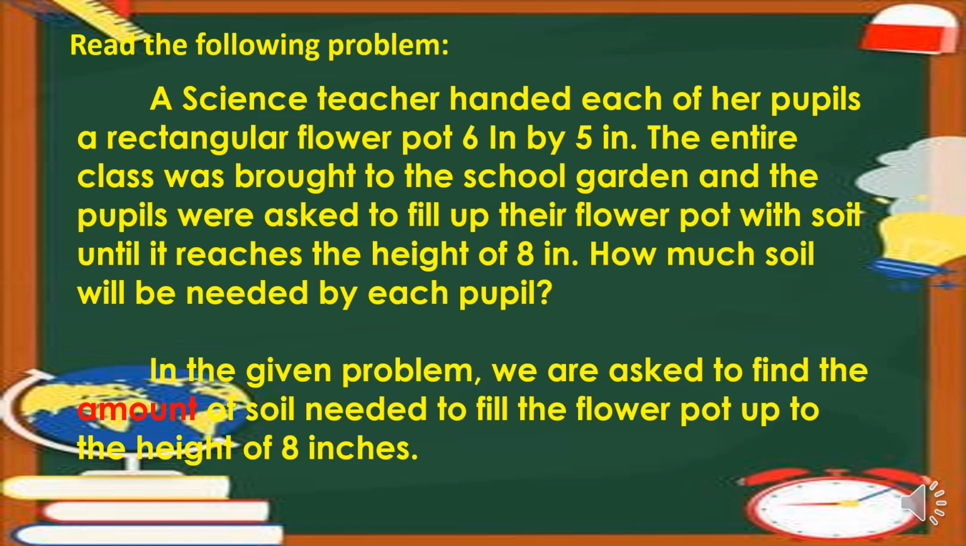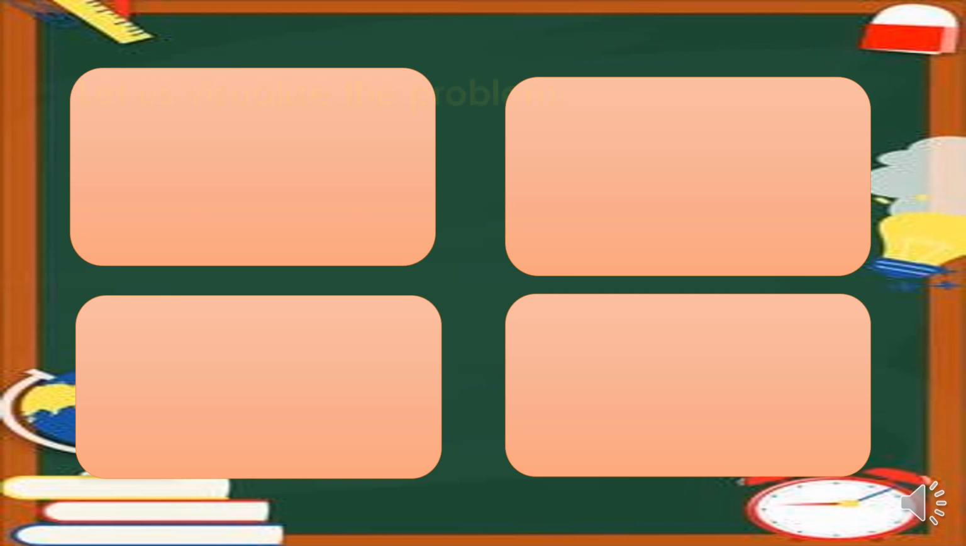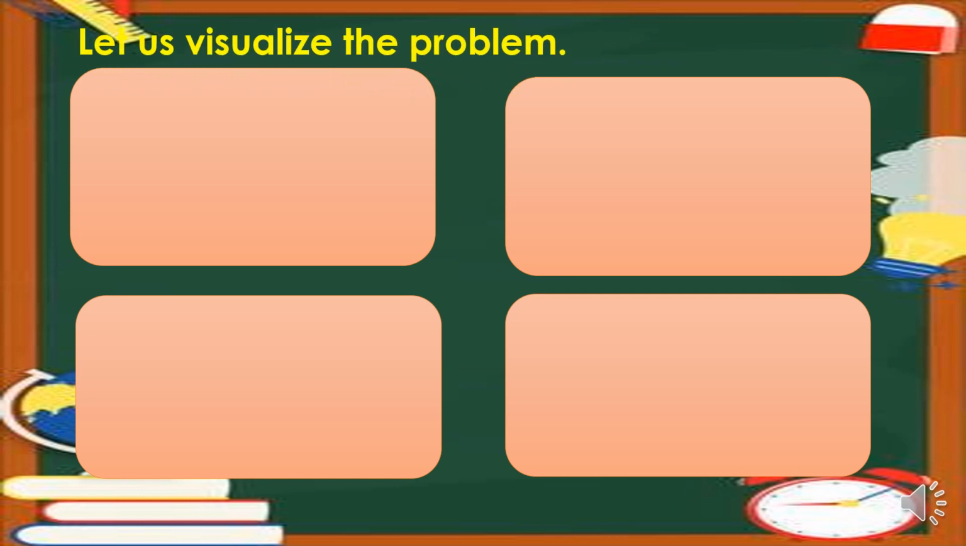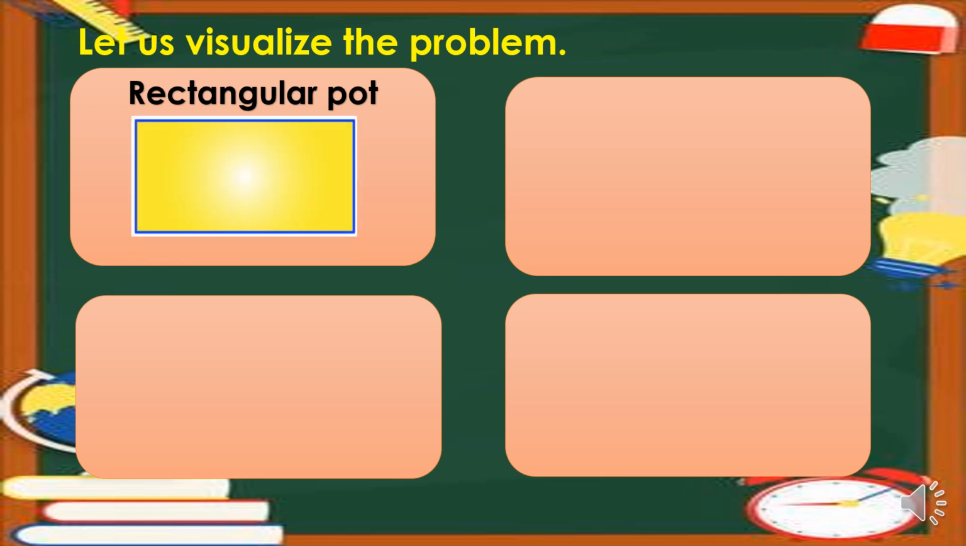So in the given problem, we are asked to find the amount of soil needed to fill the flower pot up to the height of 8 inches. Let us visualize the problem. For the rectangular pot, we have this image. This is two-dimensional, so that means we have to find the area of this rectangular pot. We will be needing the width, which is 5 inches, and the length, which is 6 inches. So let us now find the area.